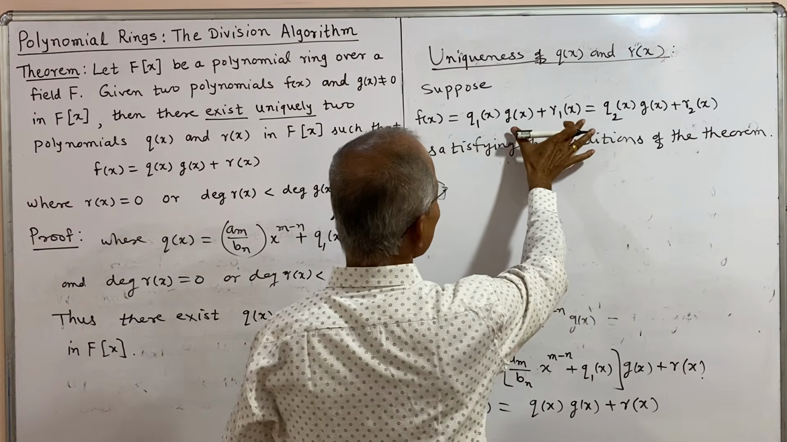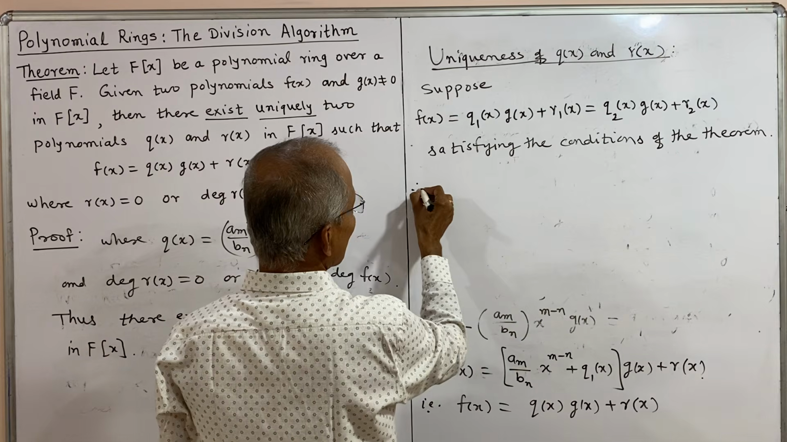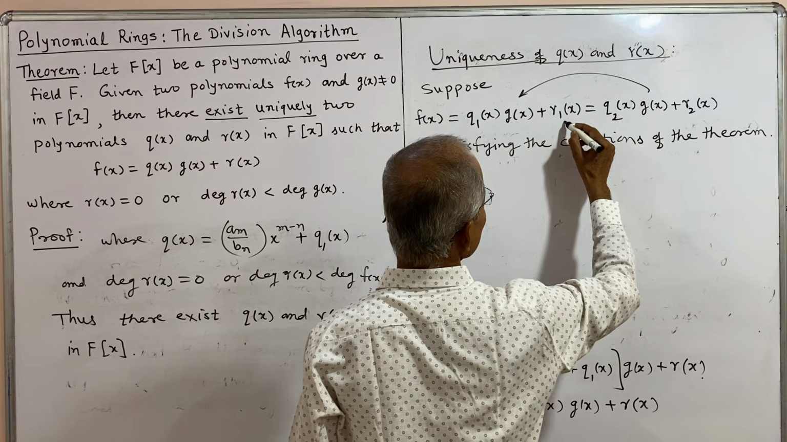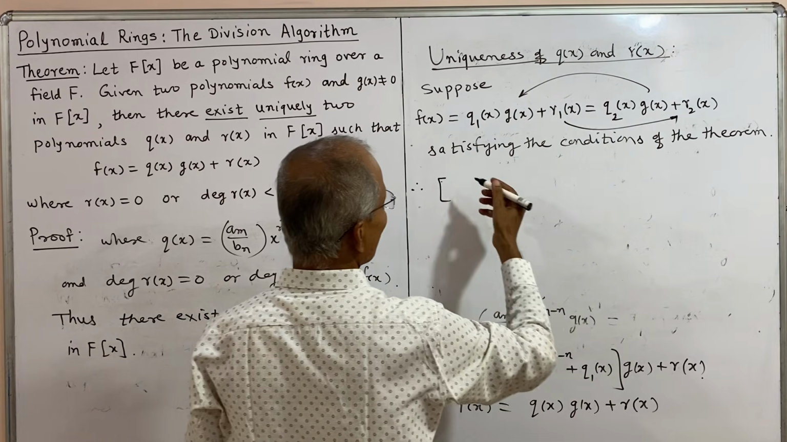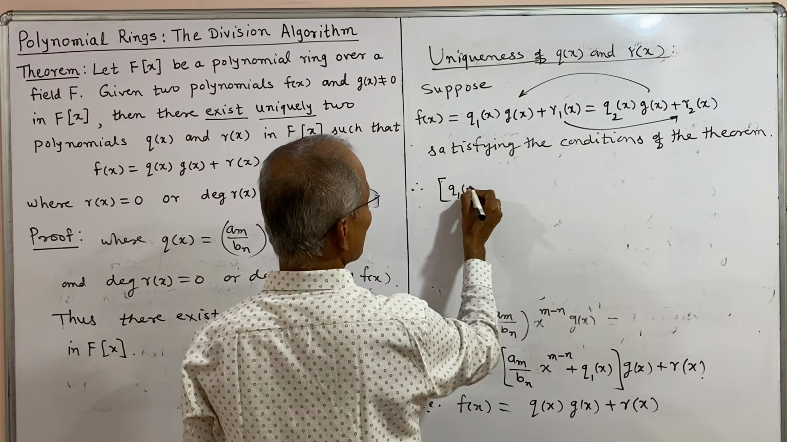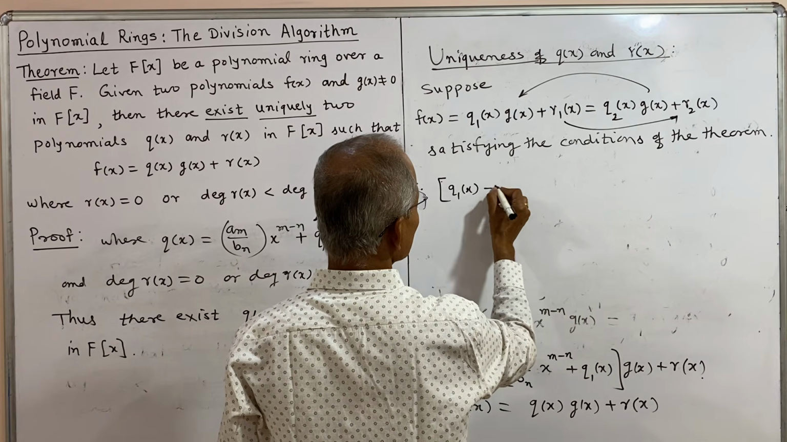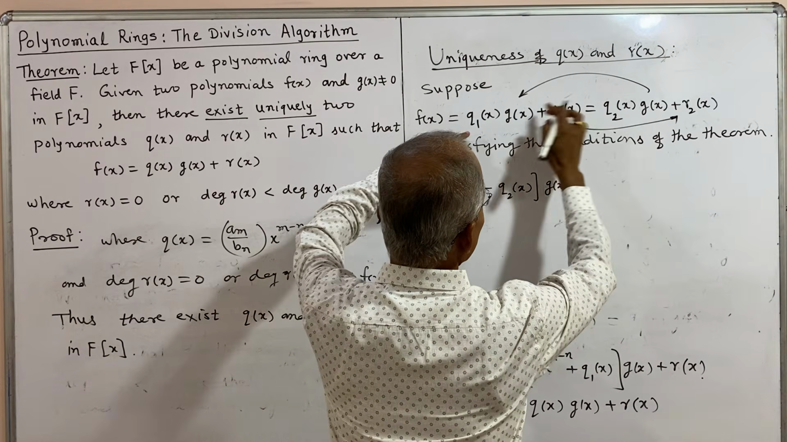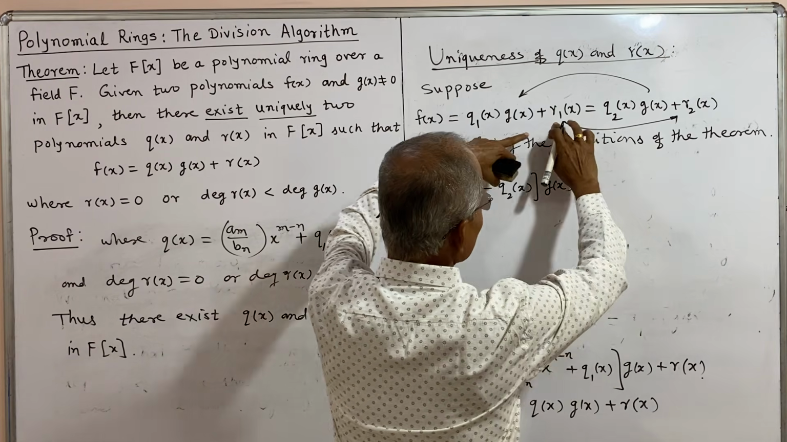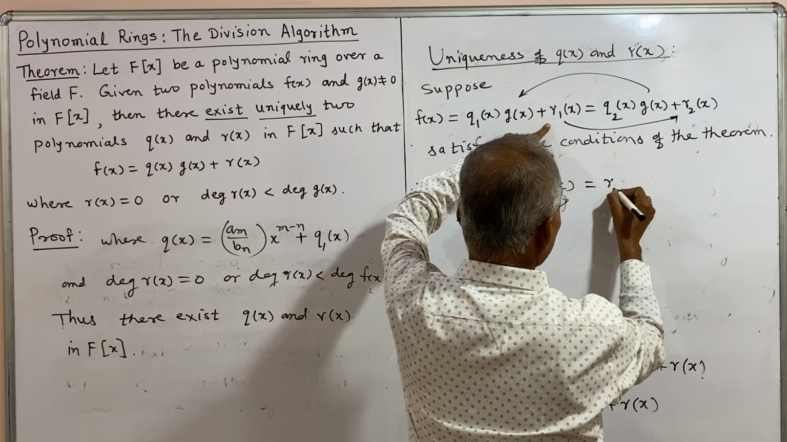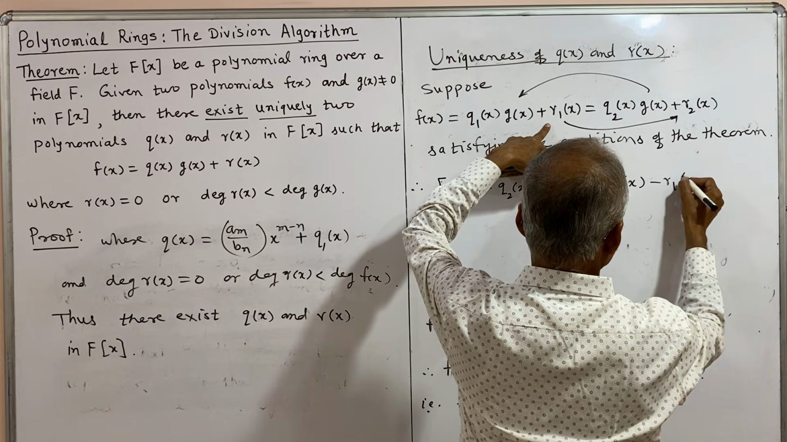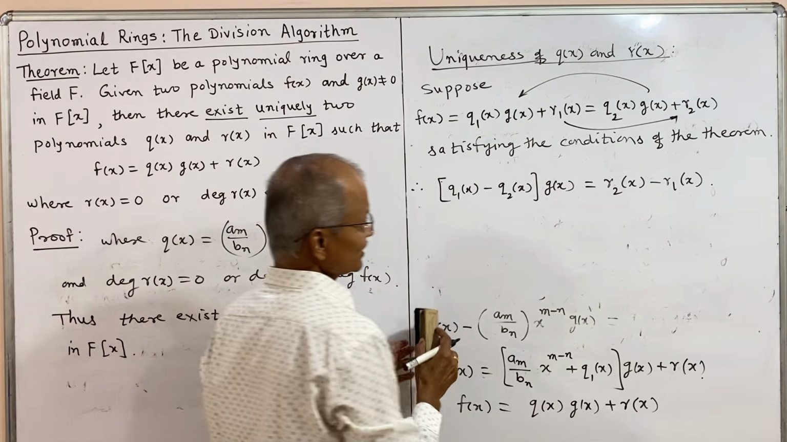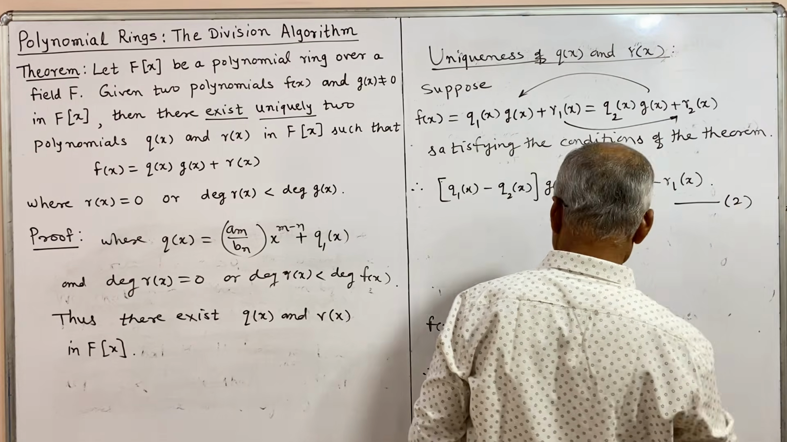Then from this equation what we can write is, we shift this g of x to the left side and we shift this r1 to the right side, and then that can be written as q1 of x, g is common, minus q2 of x multiplied by g of x, this is taken on the left side and is equal to, if this is shifted to the right side it becomes negative, r2 of x minus r1 of x. This is the equation that we shall get. Now we shall call this equation 2.